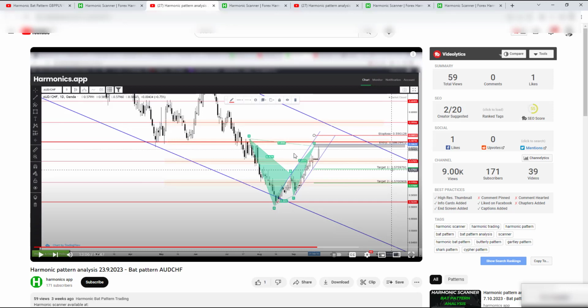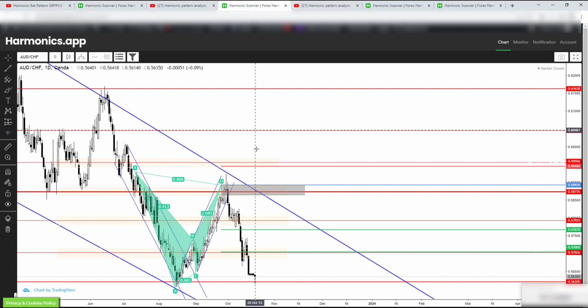it is also a bearish bet pattern. You can see it here, it was Australian dollar against Swiss franc on the daily time frame, where the potential reversal zone was around 0.58 and the target was around 0.57. Now the entry was here. You can see it here around 0.58 potential reversal zone. The stop loss was above, it was not reached, and the price has reached the second take profit.